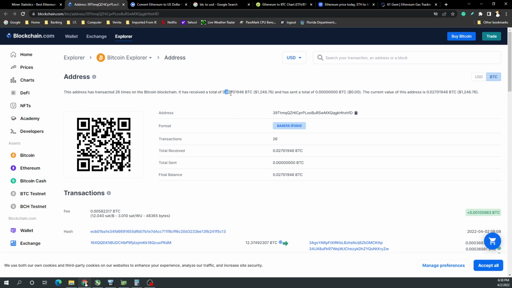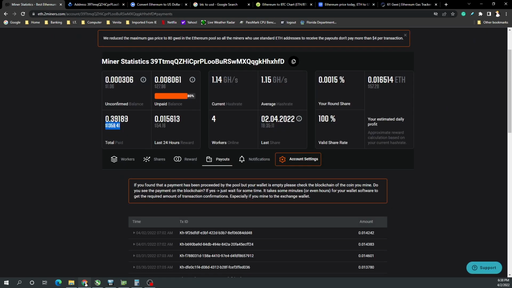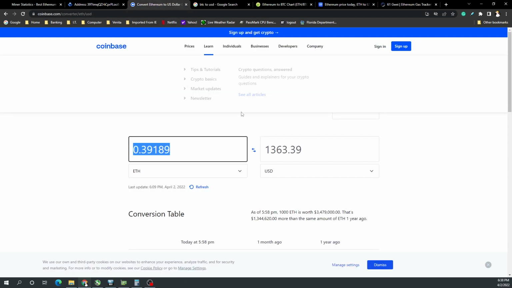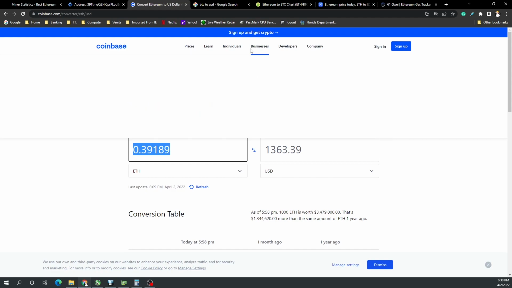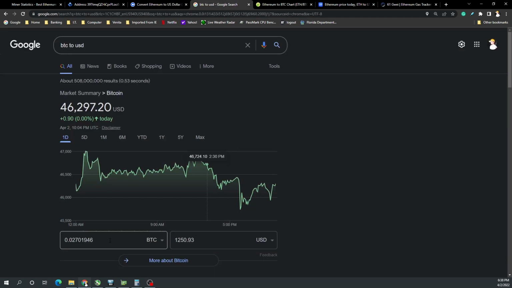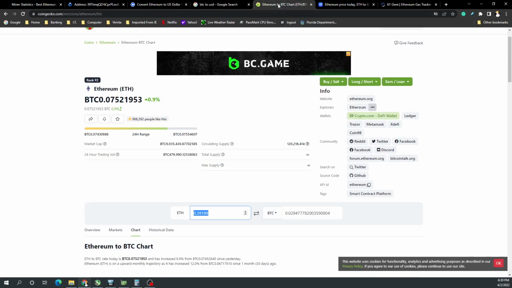What you're paying attention to is the actual amount of BTC and the actual amount of Ethereum. Right now, at time of filming, 0.39 Ethereum is around 1360, and the amount of Bitcoin that we have in our wallet is around 1250, thereabouts. The market did pump during the data that I pulled for the past 28 days. If we convert exactly 0.39 Ethereum into Bitcoin, we lost 0.002 Bitcoin overall. So we have to take that into account.